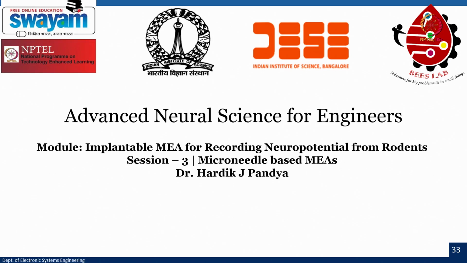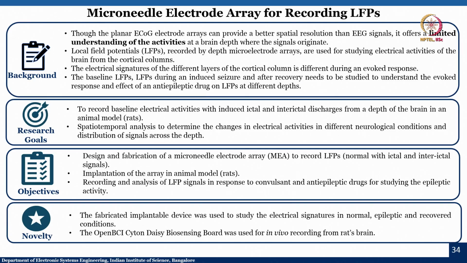This is the third session where we look at the implantable microelectrode array for recording neural potentials from rodents, and in this case we will be talking about microneedle based microelectrode array, right. You all know about needles and you all know about microelectrode arrays, how we are integrating those recording electrodes onto a single shank or a microneedle electrode. Let us see that. So, as usual, we start with the background, we understand the research goals, we look at the objectives, and then we look at the novelty factor.